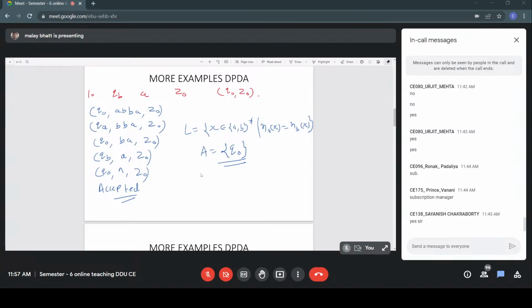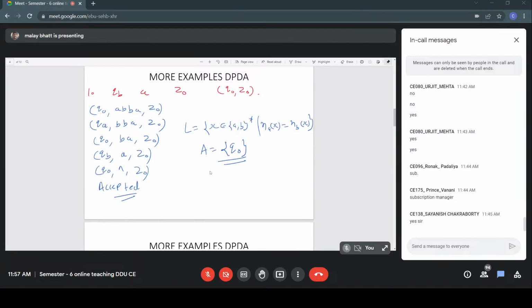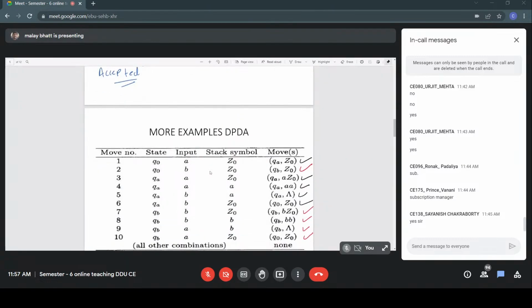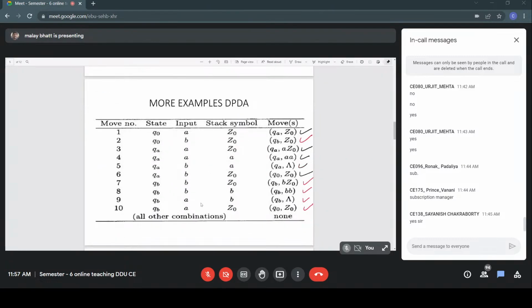Now Q0 is the accepting state for the language: number of A in X is equal to number of B in X. And we have consumed the full input because it is null. So it is accepted, right? Here you can see all these rules which we have discussed.